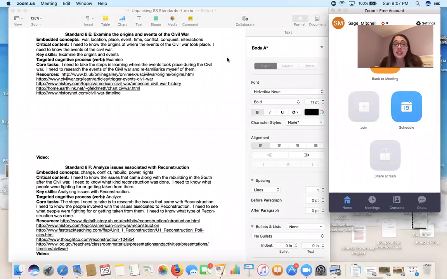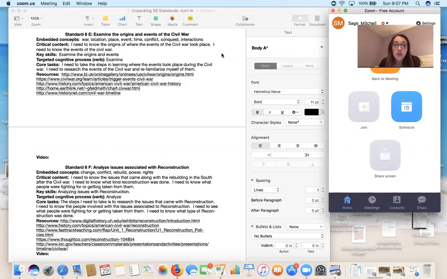Standard 6E says examine the origins and events of the Civil War. Our concepts are war, location, place, event, time, conflict, conquest, and interactions. I need to know the origins of where the events of the Civil War took place. I need to know the events of the Civil War. Our key skills are to examine, and your targeted cognitive process verb is also examine.